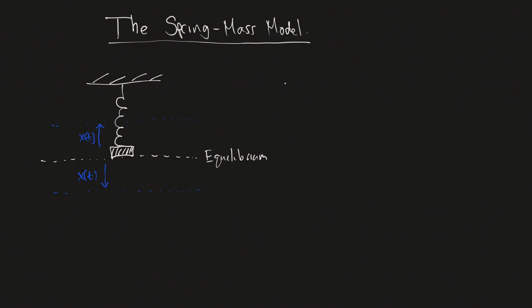So x of t is defined as the displacement from equilibrium at time t. What we would like to do is find a nice function, in fact an explicit function that only involves t, that gives us this displacement. And then we would know where the object is at any given time.